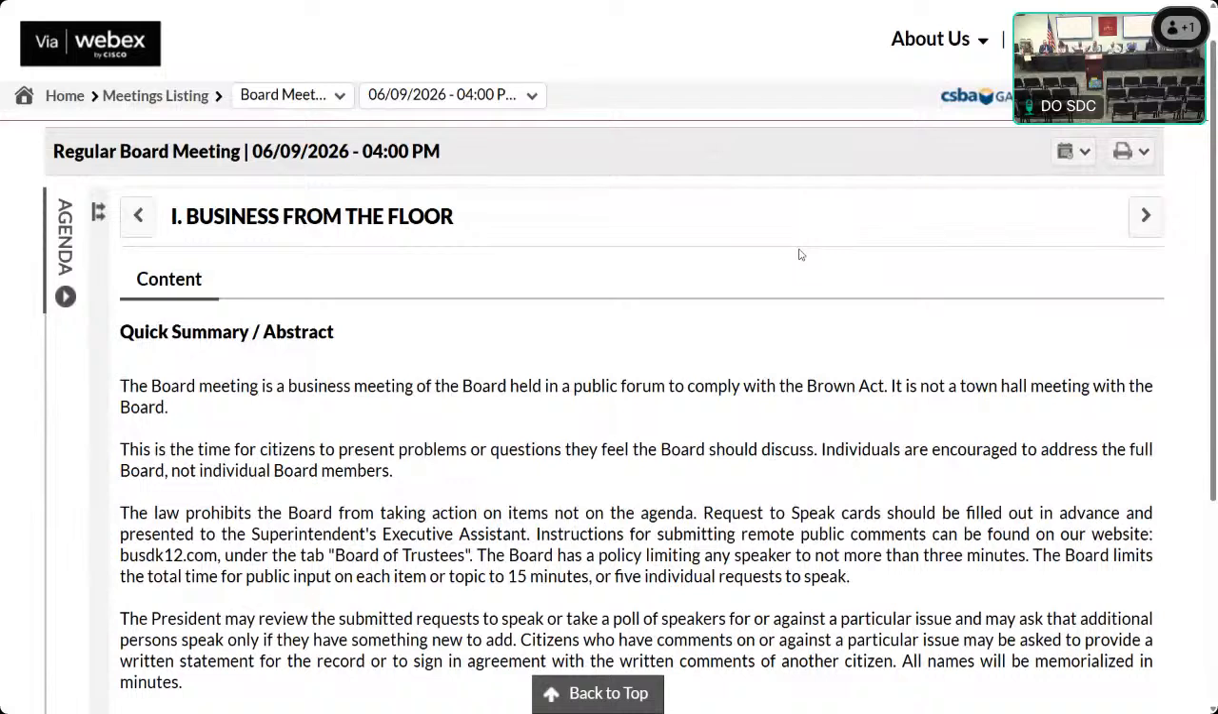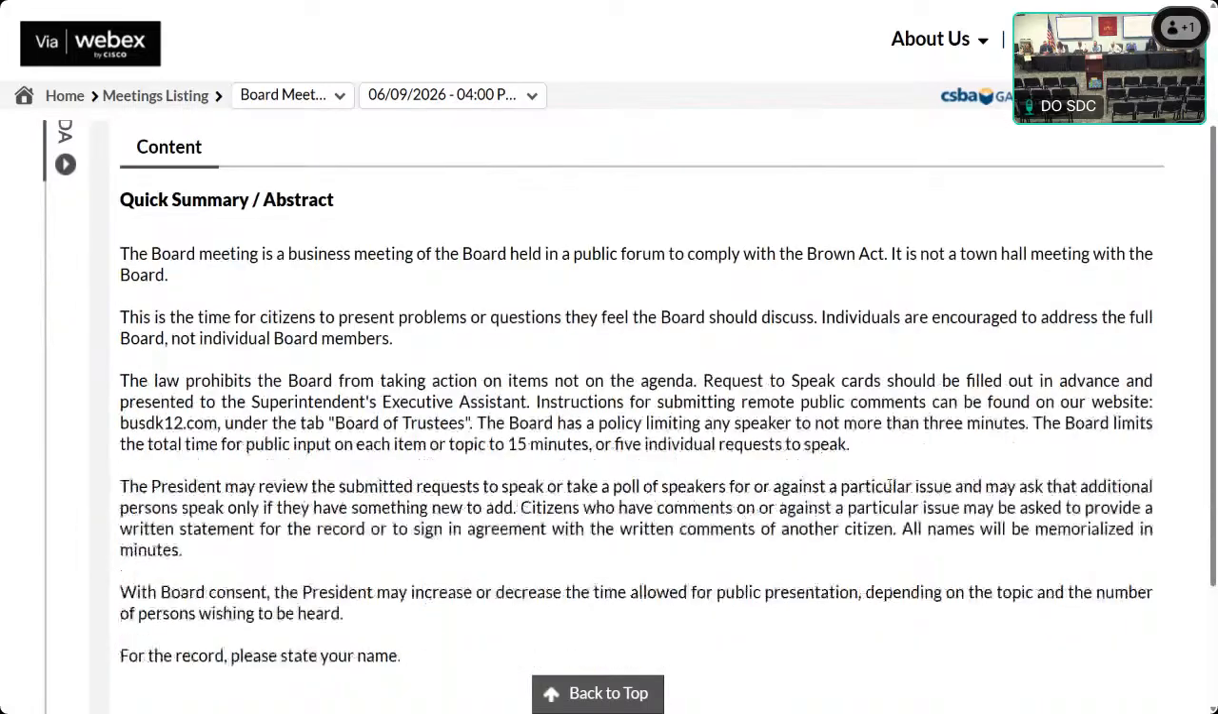The board meeting is a business meeting held in public forum to comply with the Brown Act. It is not a town hall meeting with the board. This is the time for citizens to present problems or questions they feel the board should discuss. Individuals are encouraged to address the full board, not individual board members. The law prohibits the board from taking action on any item not on the agenda. Requests to speak cards should be filled out in advance and presented to the superintendent's executive assistant.